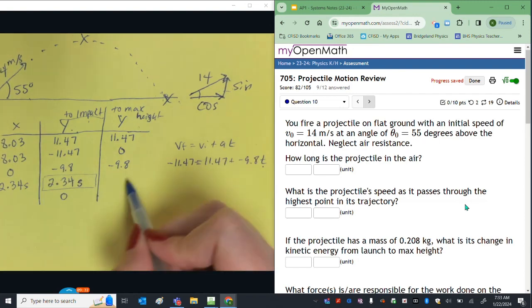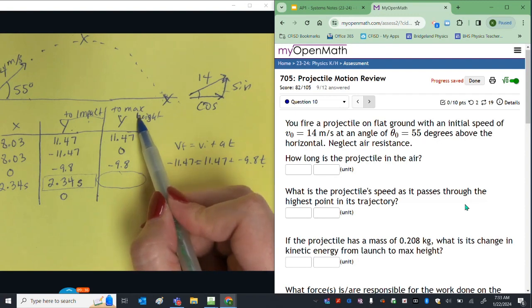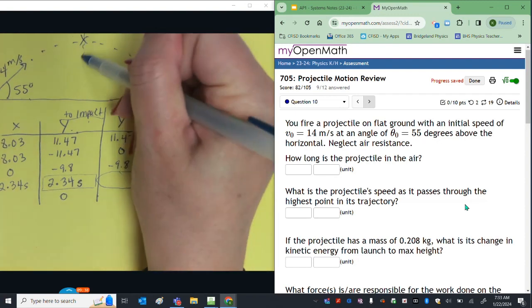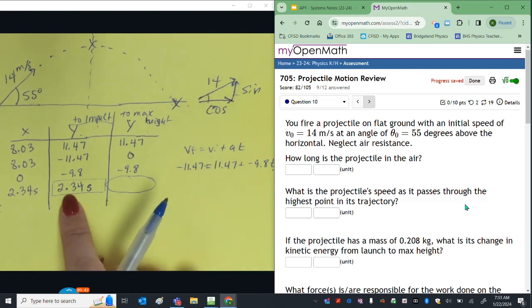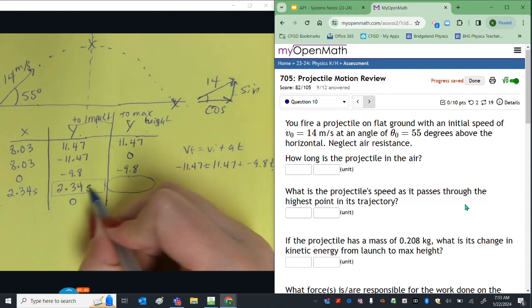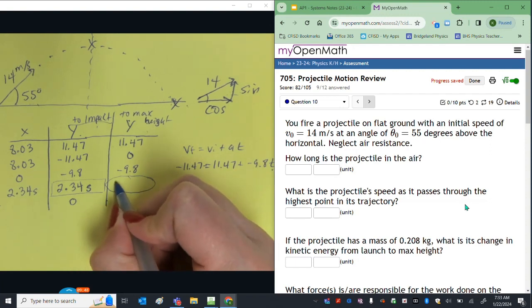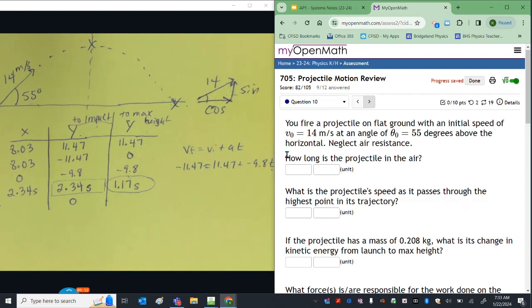But it's not the time here. Because we're looking only to max height in this column, that's only half the trajectory, and so it's also only half the time. So I'm going to take my answer and divide it by 2, and my time to max height will be half of the total time, which is 1.17 seconds. Okay, but this question doesn't ask for just to max height, it just wants how long is it in the air, the total. So let's go ahead and fill it in, 2.34 seconds.